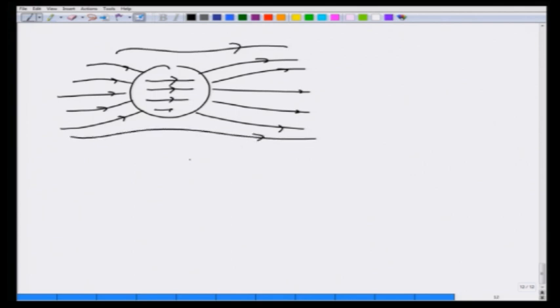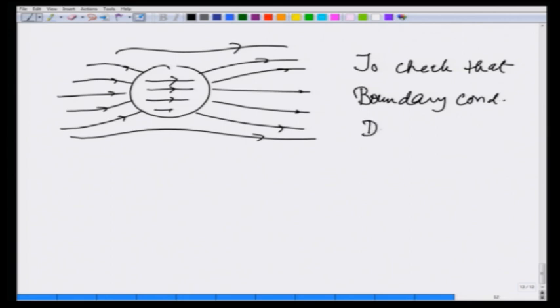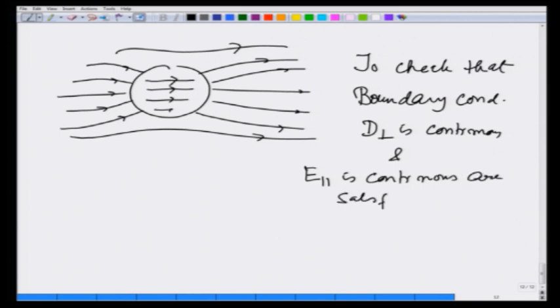So, this is one way we have solved the problem. I will leave it for you to check that boundary conditions, that D perpendicular is continuous and E parallel is continuous are satisfied.